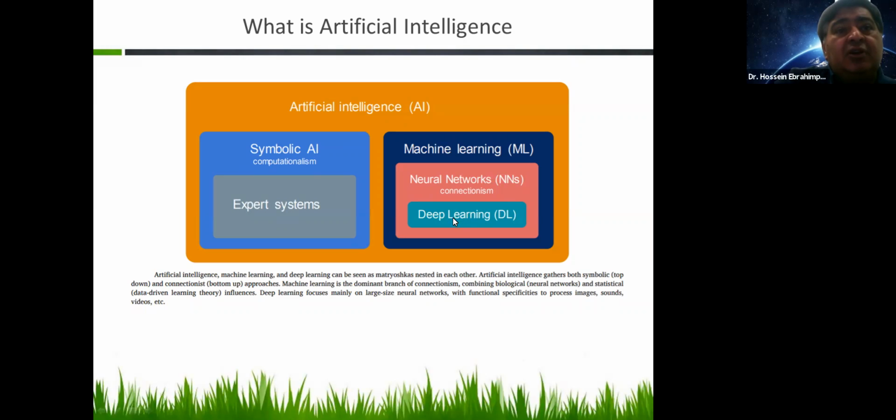Deep learning systems are systems that have many, many neurons, not just 2 or 3 layers, but many layers, and each layer has different jobs. So this diagram shows that artificial intelligence is the superset of all of these, and machine learning is a subset of artificial intelligence. Neural network is a subset of machine learning, and deep learning is a subset of neural networks.